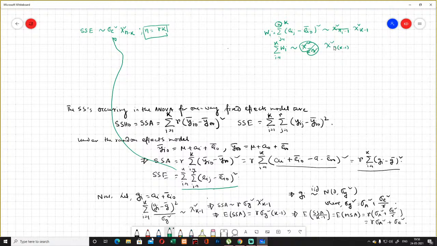Sorry, I think it is r, not k. It is changed. K is the number of factor levels, r is the number of observations in each cell. Okay, so it should be r, not k. So this is r minus 1.